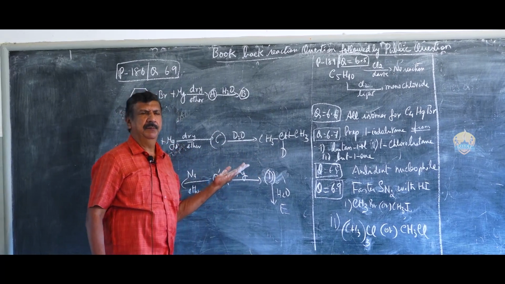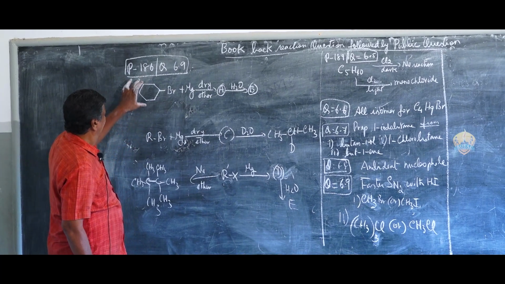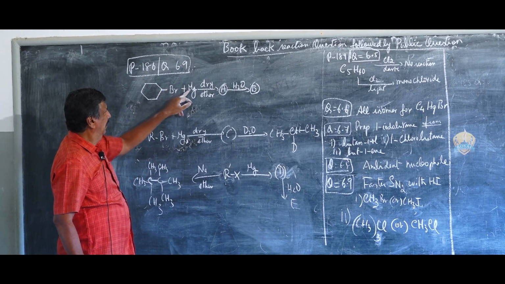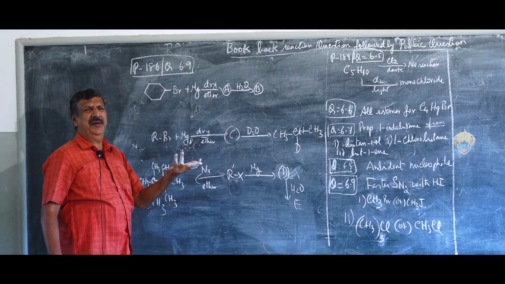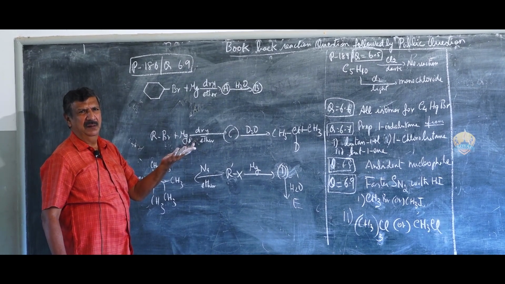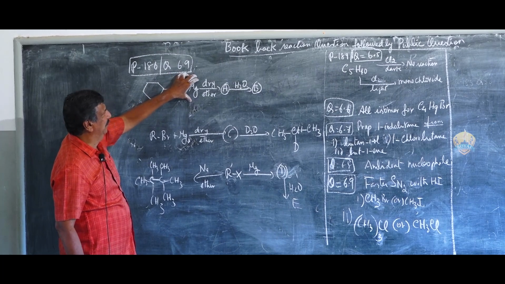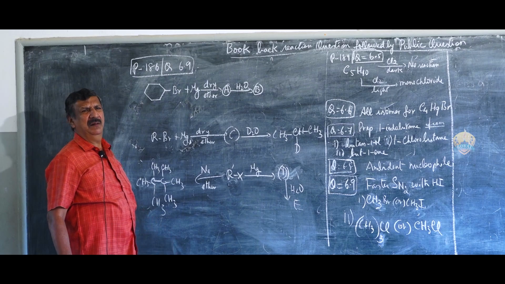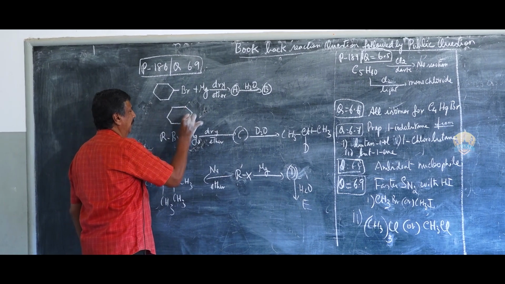Next stage. You see this problem. They are given like this. When you give magnesium and ether, it means it is a Grignard reagent. Preparation of Grignard reagent: any halide with magnesium in the presence of ether means directly go for Grignard reagent. This is the answer. You see, very simple.